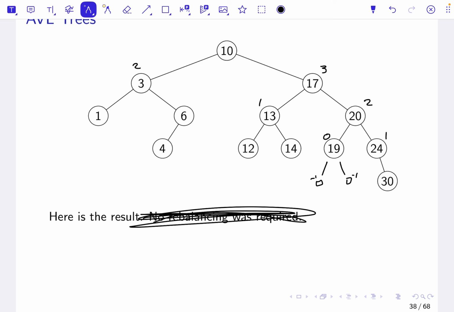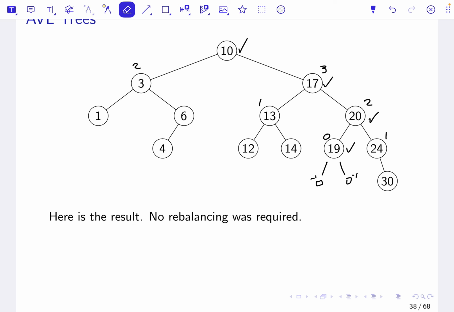Anywho, 3 minus 2 equals 1, so we're all good. We found that this one's balanced, this one's balanced, this one's balanced, and this one's balanced. Everything on the path from the node we just deleted to the root is balanced. So we can have the startling revelation that no balancing was required. Cool.